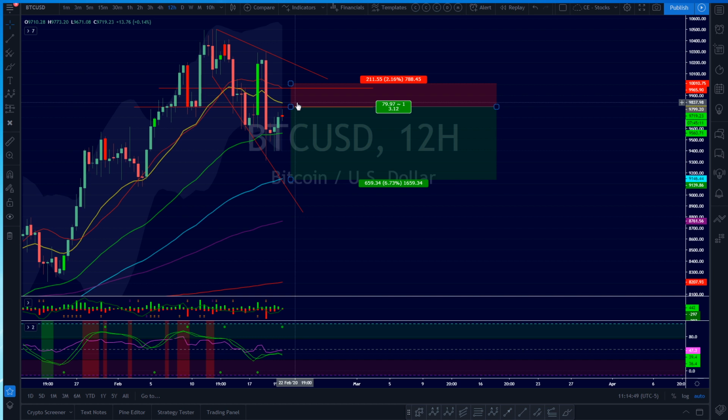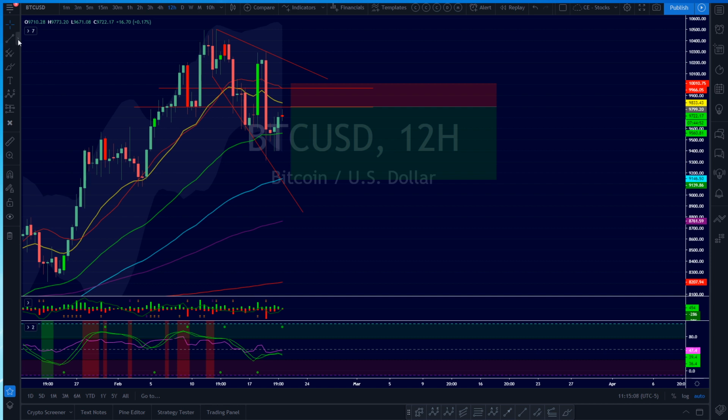The 21 exponential on the 12-hour is sitting there at 9,840. So maybe you take a little nibble here at 9,800, with your larger bites here at 9,850, and potentially even taking that all the way up to 9,900 as we were talking about on the other charts. But I do think that there is rejection that is likely going to happen.